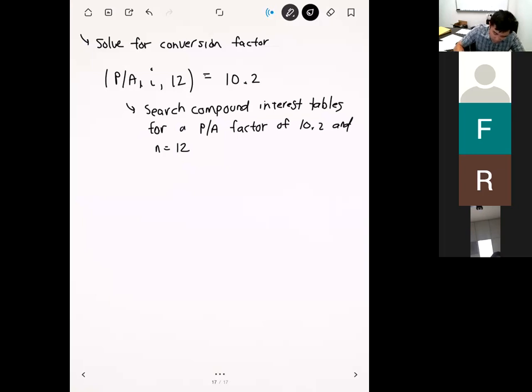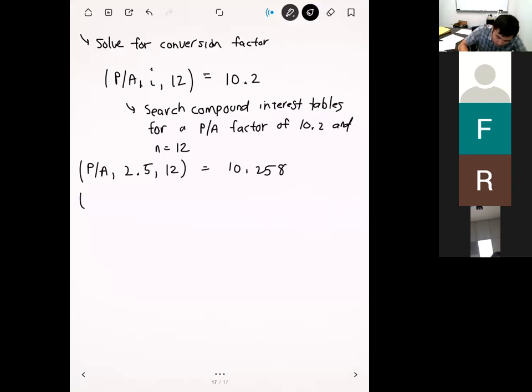Okay. Normally you would have to search far and wide for this, but just for the sake of time, I'm going to accelerate to the answer. Let's say that we tested this factor for an interest rate of 2.5%. 2.5% is on the tables, and what we get is 10.258. So this is pretty close, but it's not quite there. We're off by a factor of 0.058.